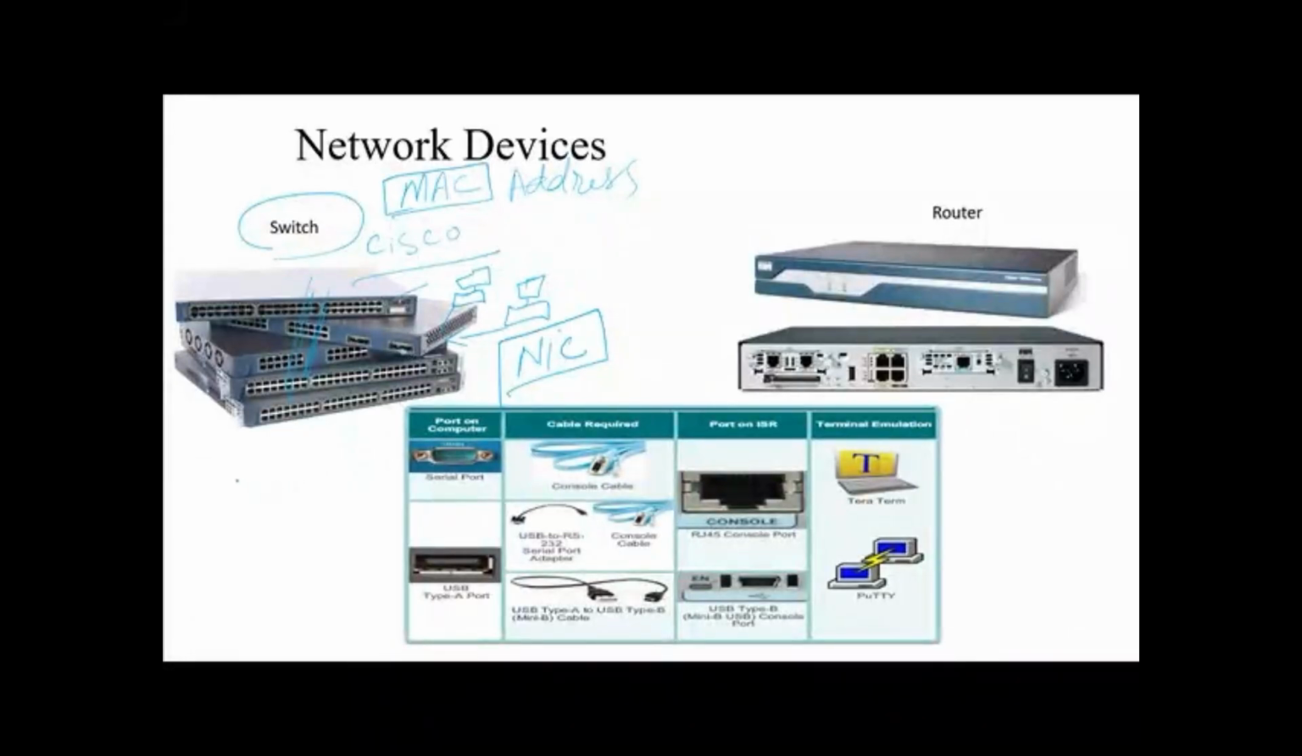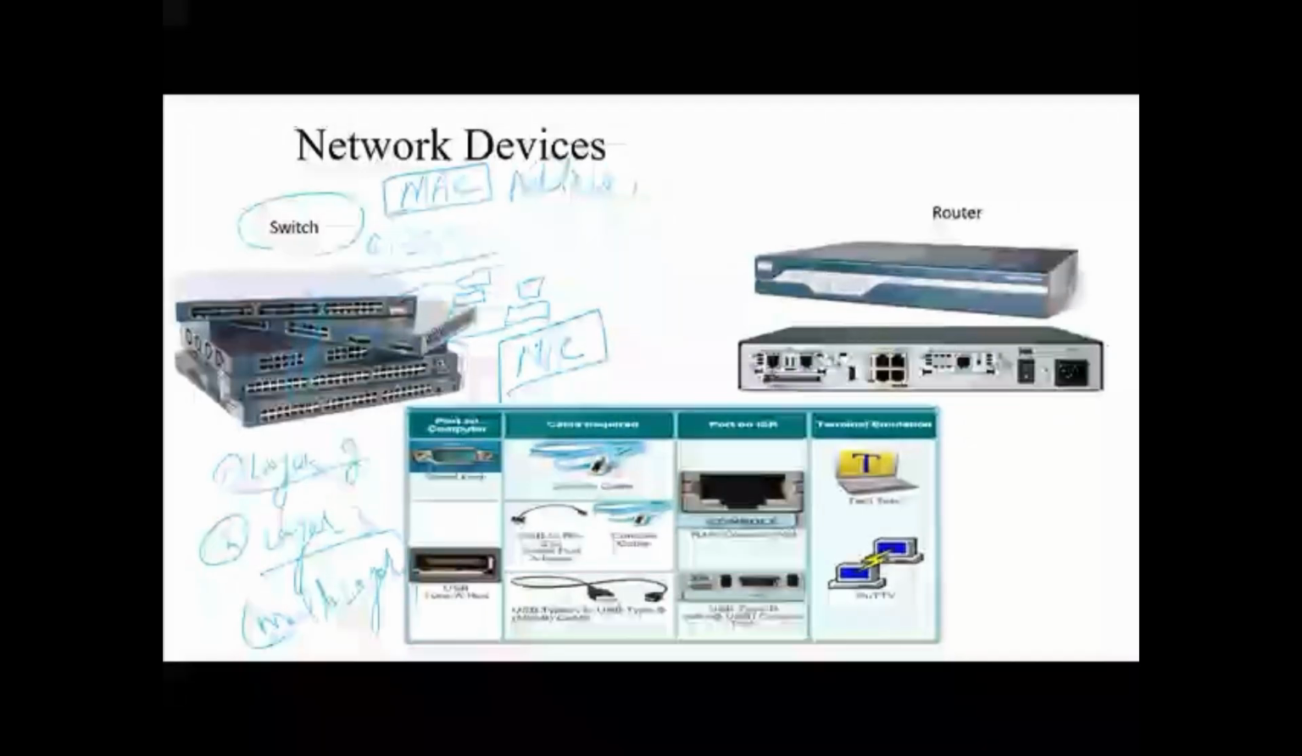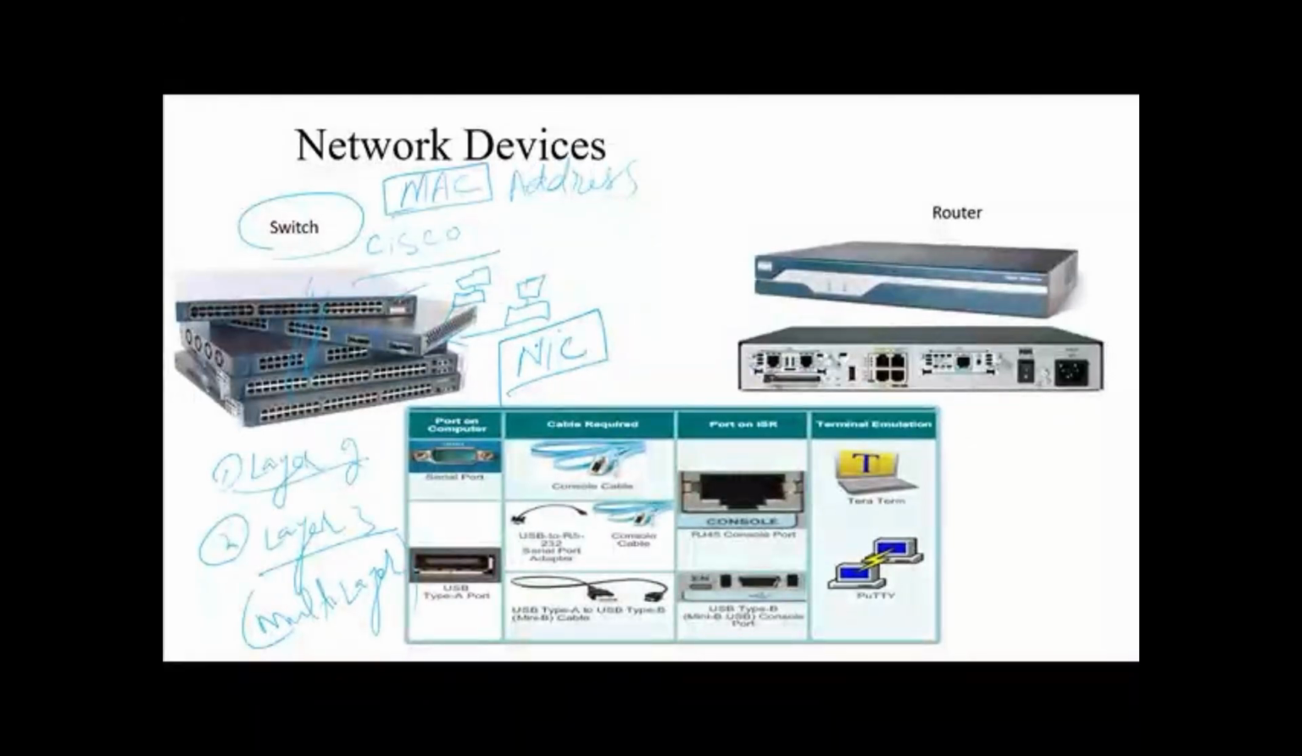Also remember that we have two types of switches. One is called layer 2 switches, and the other is called layer 3 switches, sometimes referred to as multi-layer switches. So basically there are two types of switches we can use in our networks, layer 2 as well as layer 3 or multi-layer switches, which are available nowadays.